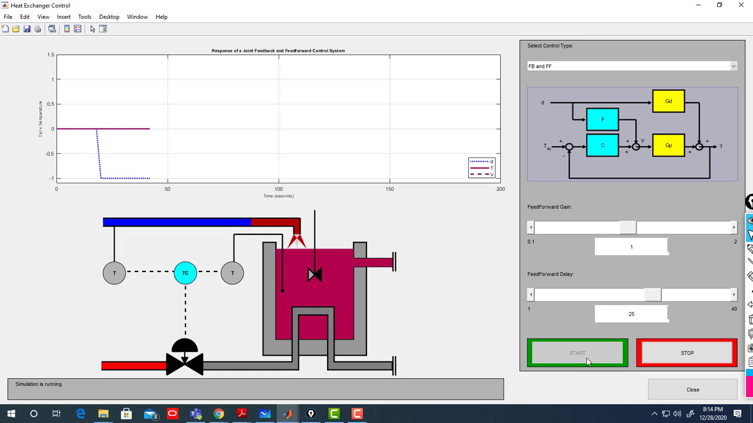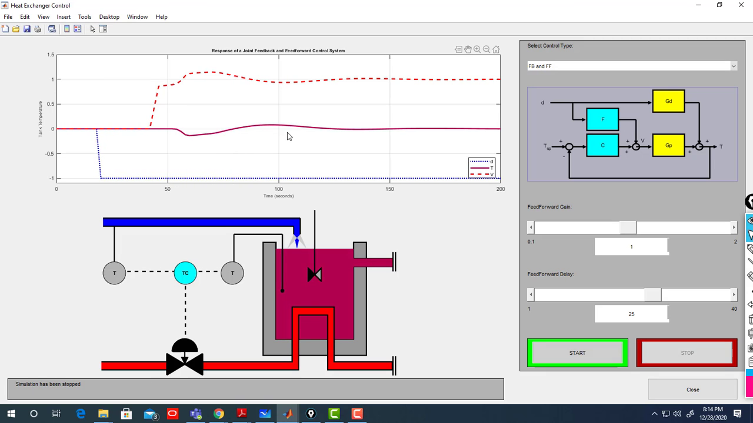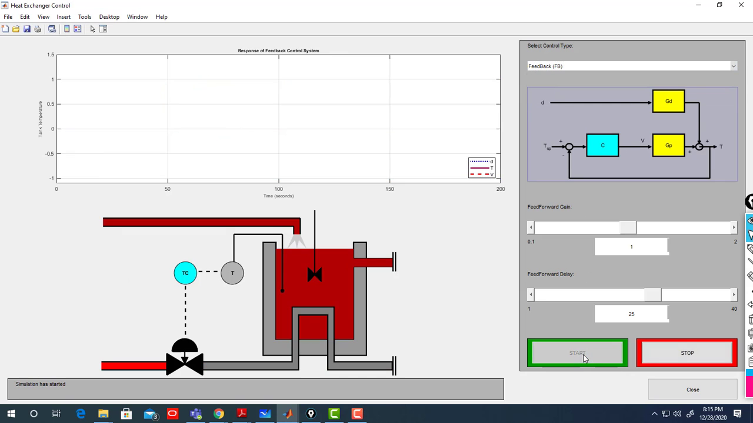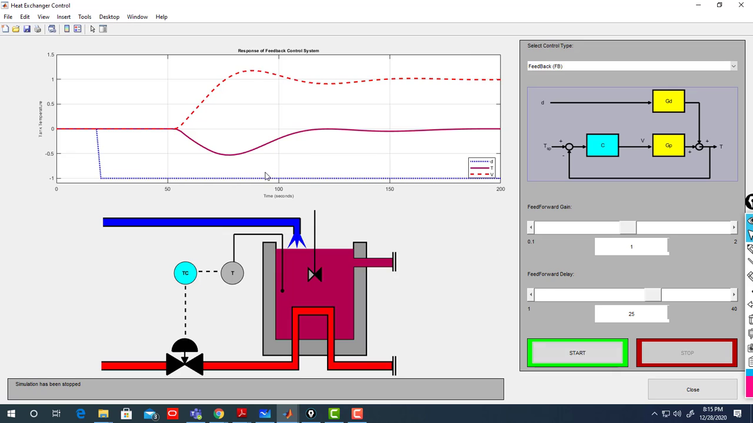Let's start this scenario. So I have feedback plus feed forward. I can see now that my response is faster. Maybe you could even have better tuning of the feedback. What if you use the feedback alone? Of course, it's not as good as when we are using both together. So you see that's the feedback alone, and it's not as good as if I have both together.